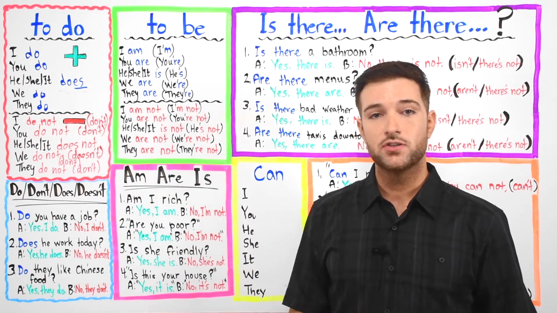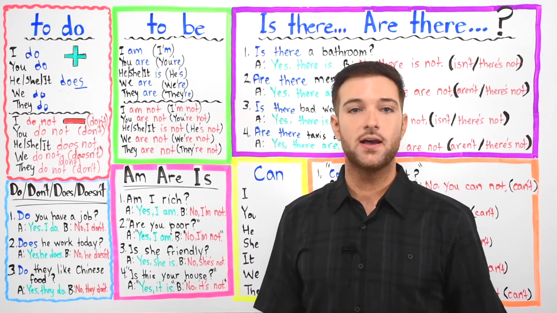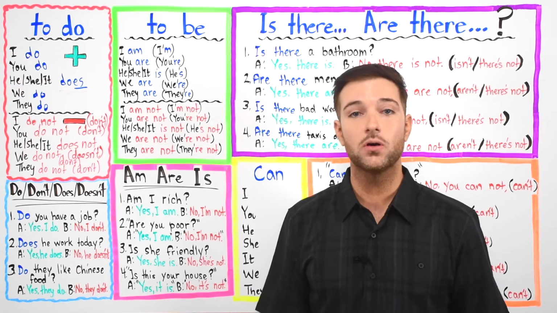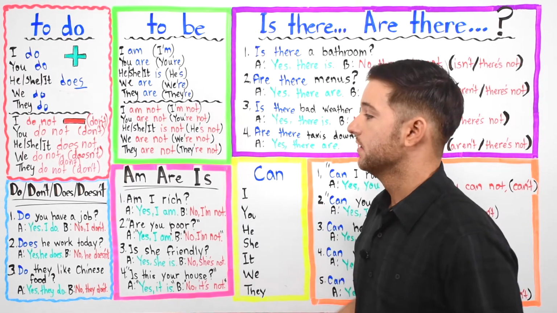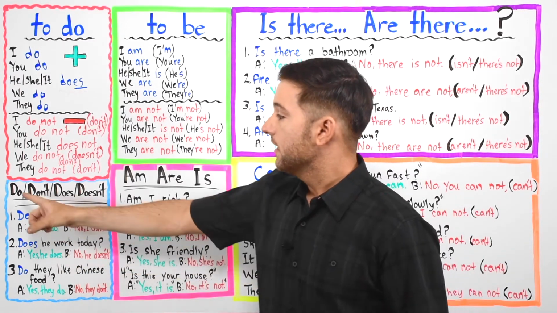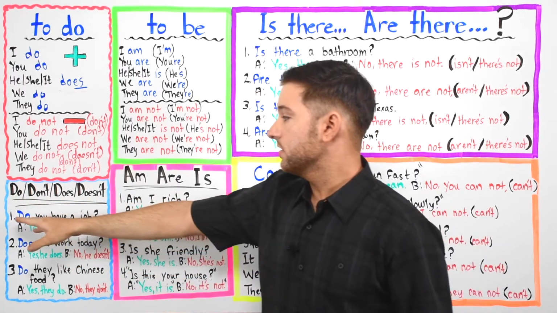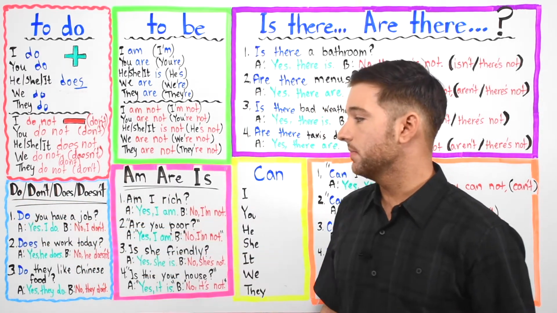All right, so now let's look at the examples to find out how we can form questions and respond in a negative or a positive way. So here's our questions here, and you can see we have the words do, don't, does, and doesn't. Question number 1, do you have a job?